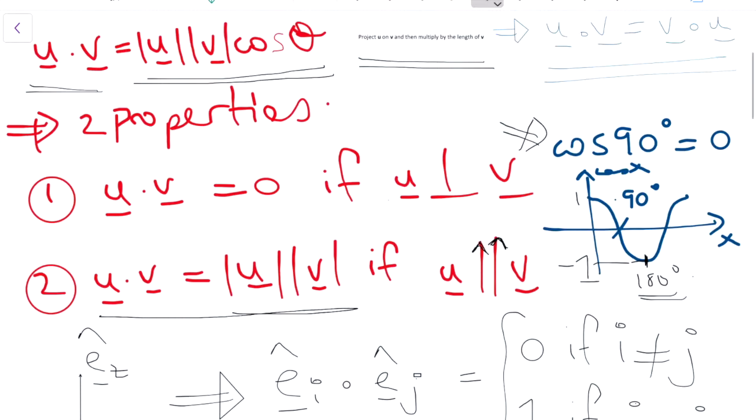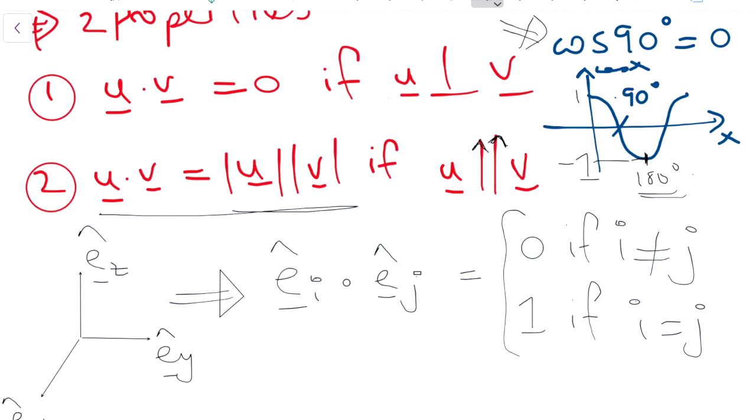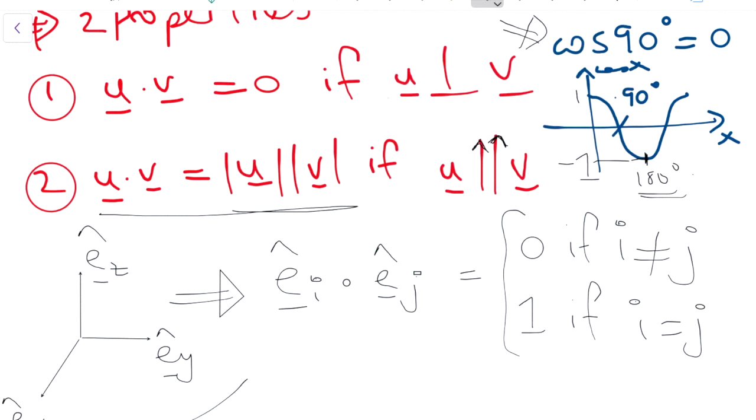Okay, so now let's define the coordinates. So we have regular, run-of-the-mill coordinate axes with ex, ey, and ez. Using the definition of a dot product, it's pretty easy to show that ei dotted with ej, where i and j represent x, y, or z, equals 0 when i is not equal to j.